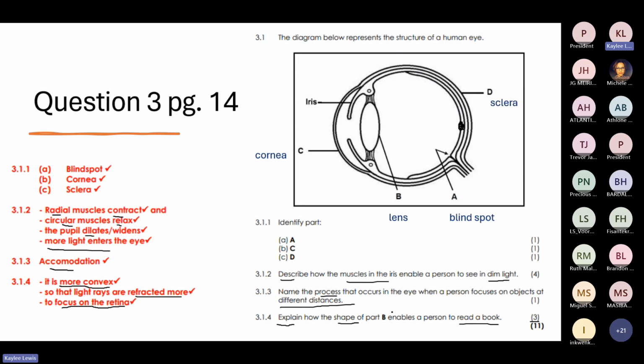So like I said, you dissect it, reading a book is close by. So how does the lens enable it? It becomes more convex, it bulges out more. And what does that allow? The light rays to be refracted more. And how does that allow me to read a book? Well, it's so that the light rays can be focused on the retina to form a clear image. Okay. So that is how we would break apart that question and how we answer it to get our 3 marks. I'm just going to leave this slide on for a few more seconds in case you need to copy down anything, and then we'll move on to the next question.